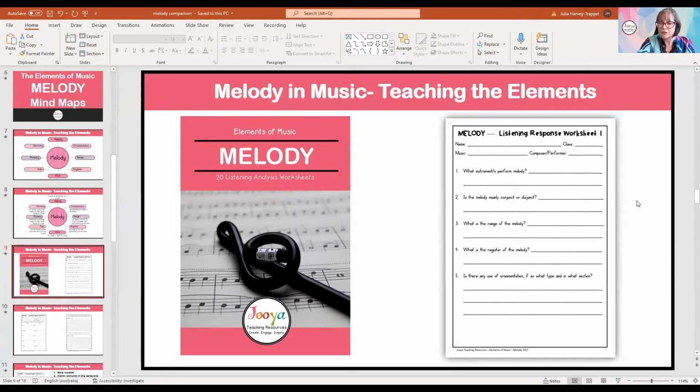Okay, so the questions are: what instrument or instruments perform the melody? Is the melody mainly conjunct or disjunct? What is the range of the melody? What is the register of the melody? And is there any use of ornamentation? If so, what type and in what section?